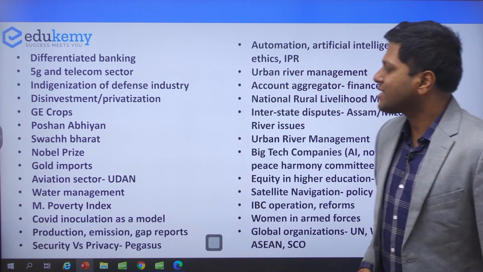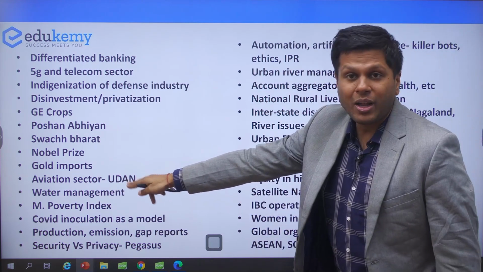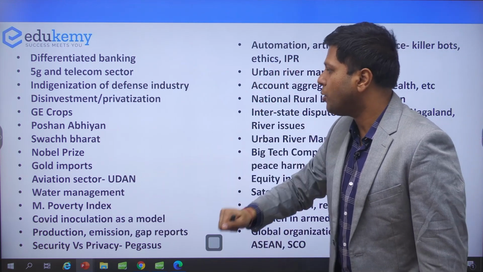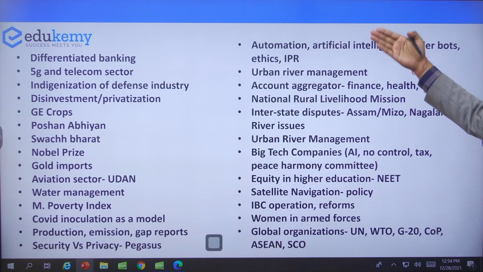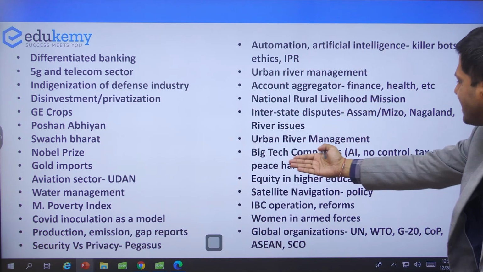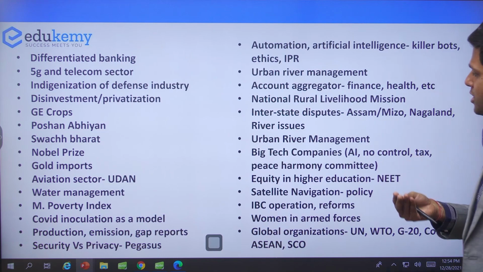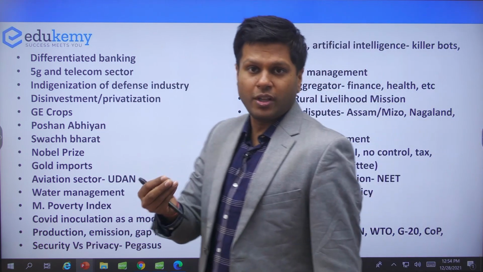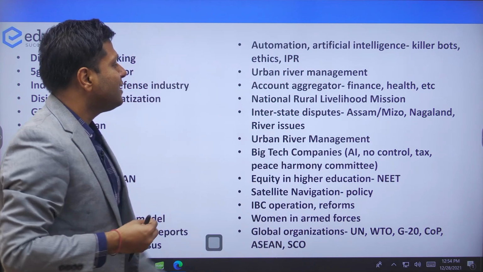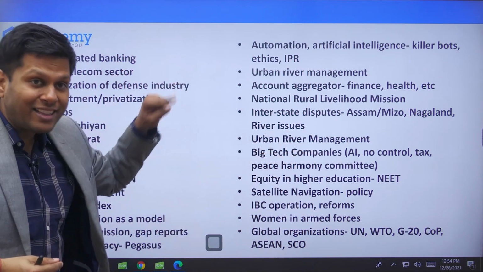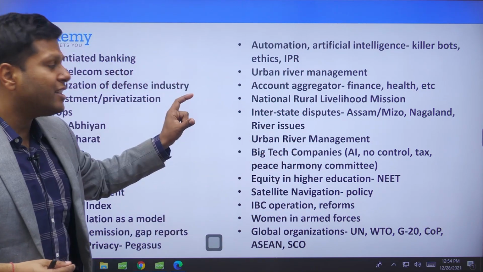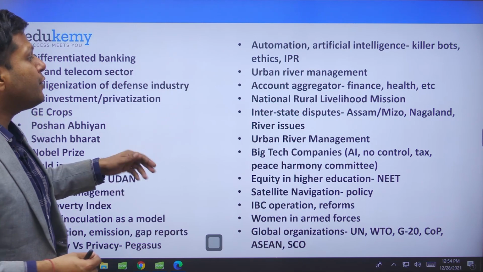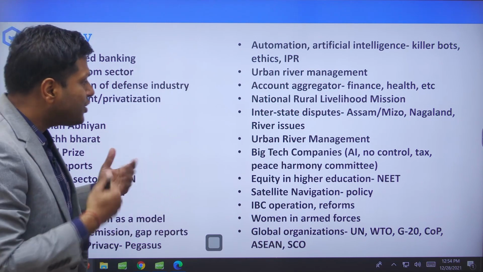Multidimensional poverty index, water management, aviation sector, Udan scheme, 5 years of it, right? That is why important. Then we have issues like big tech companies like Twitter and so much of ruckus in India, Facebook, and issues, how to manage those companies. They have artificial intelligence, right? Ethical dilemma of whether artificial intelligence should rule or not, right? Then we have got killer bots. These are the examples you should be presenting.